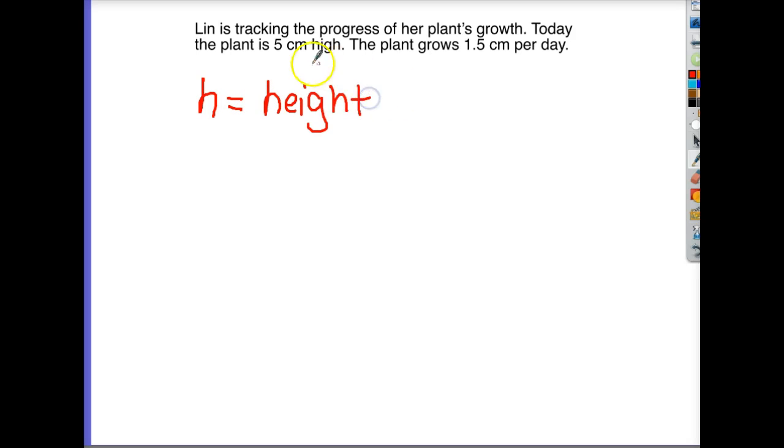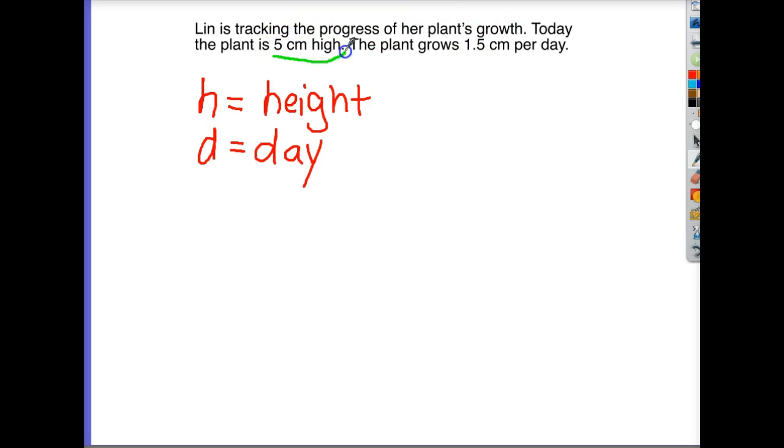That's what's changing, is the height. Variable is the things that are changing. And per day, so how many days affects the height. So let's make it D equal days. Okay, let's look for rates or initial values. Let's see.